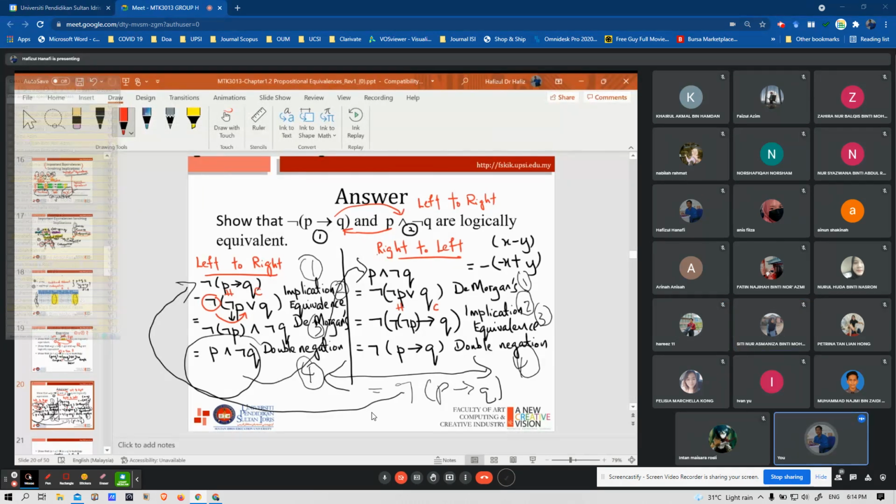Okay, this one is just to show that they are logically equivalent. Maksudnya sama. Kalau macam ni dia ada proses 1, 2, 3, 4 ni. Kalau dia left to right, daripada kiri ke kanan, kita akan gunakan implication, equivalent, De Morgan dengan double negation. Kalau kita buat daripada kanan ke kiri, kita buat De Morgan dulu, implication, equivalent and double negation. Jadi the final output is same. Dia punya question dia macam ni lah.